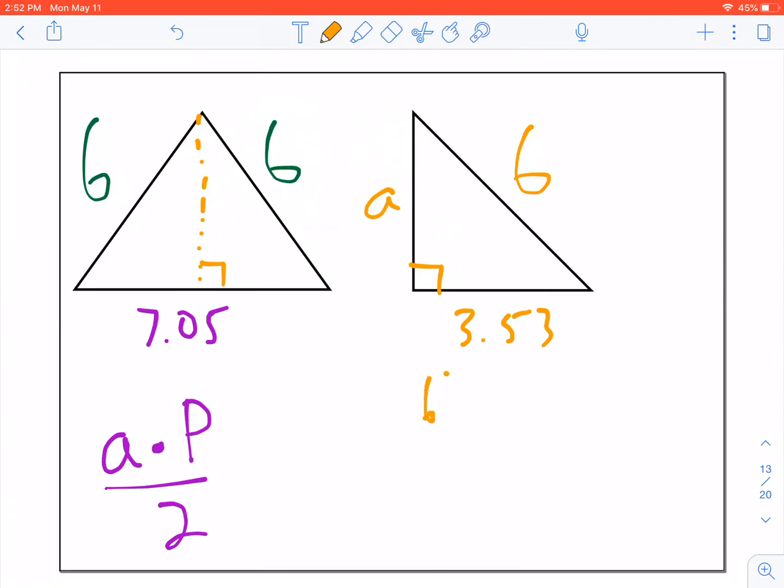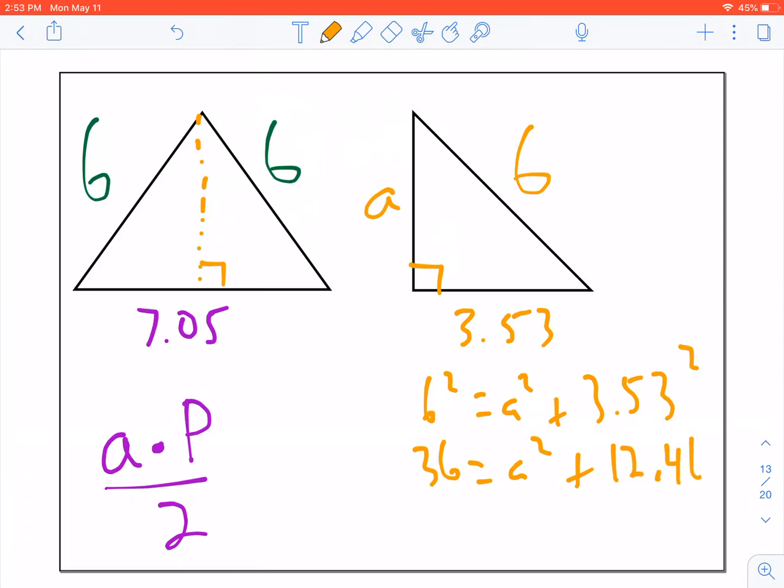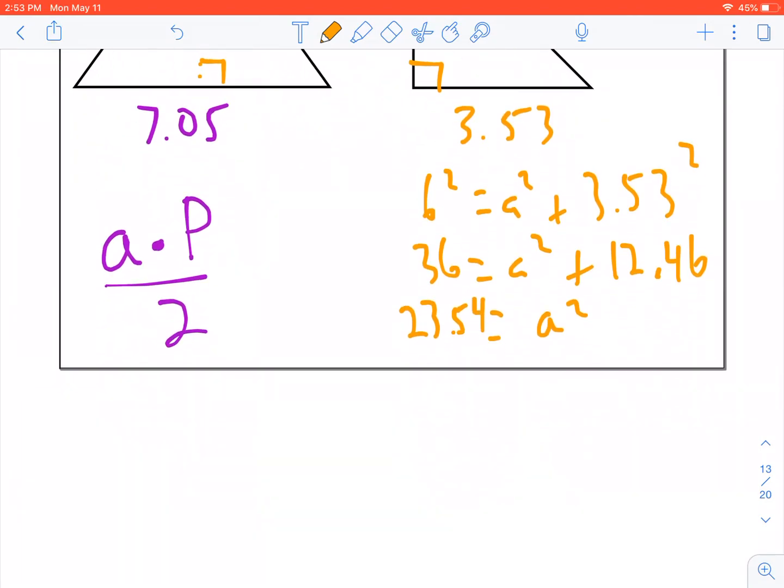6 squared will equal a squared plus 3.53 squared. 6 squared is 36. a squared plus 3.53 squared, which is 12.46. And then I'm going to subtract it over. 36 minus 12.46 gives me 23.54. And then we just take the square root of each side. a equals the square root of 23.54, which is 4.85.